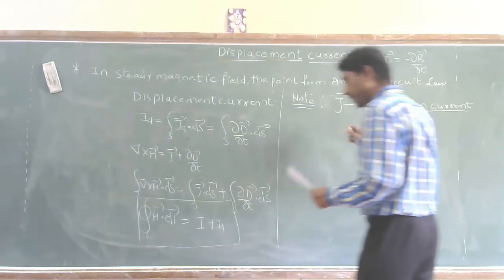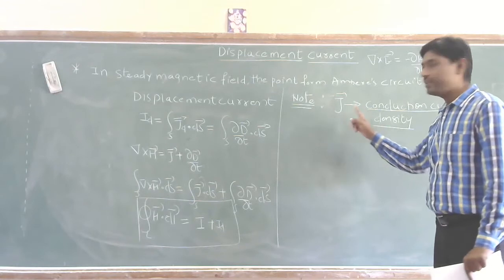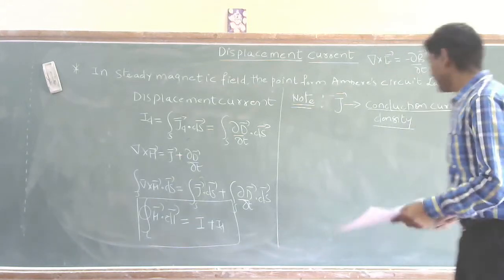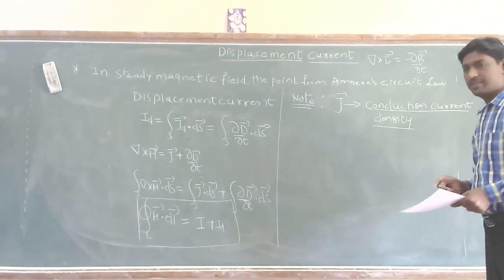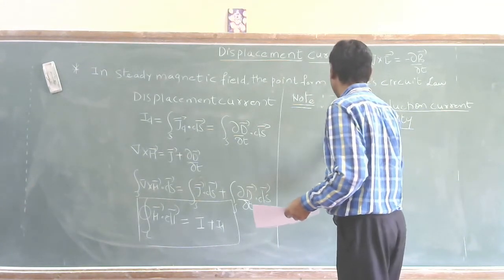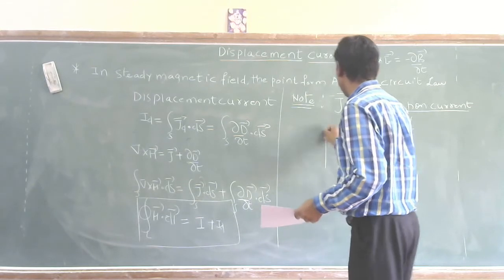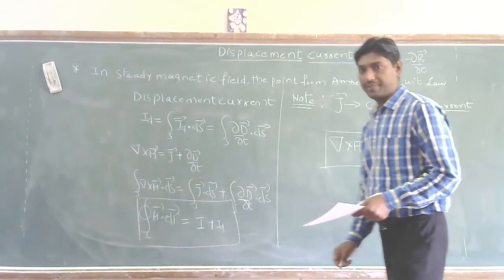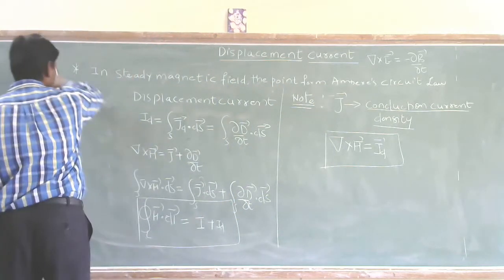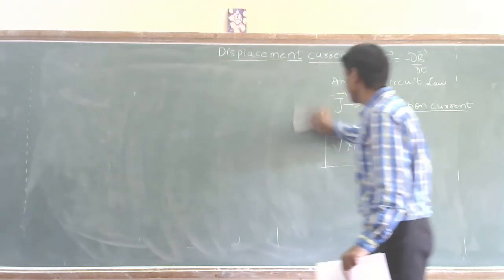And if you take a non-conducting medium, J will be 0, because in a non-conducting medium we don't have any free electrons, and we really cannot define this term conduction current density. In that case, Maxwell's equation will simply be del cross H is equal to J. So with this understanding of displacement current density, one more thing should be very clear.